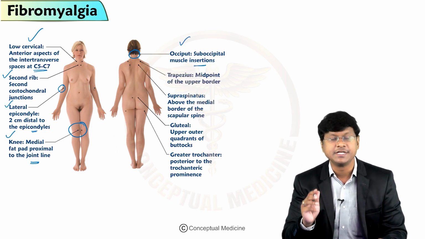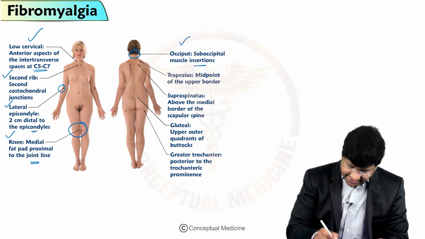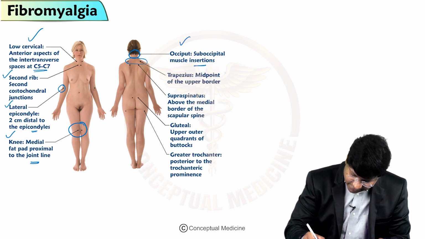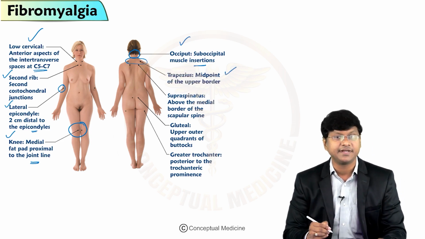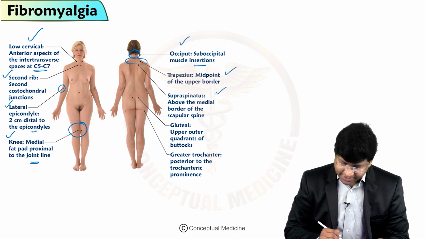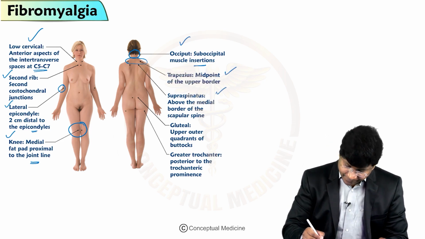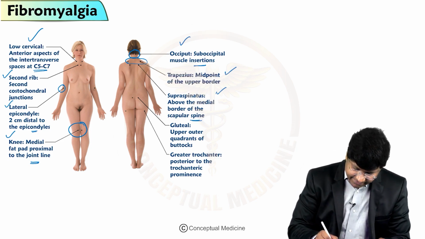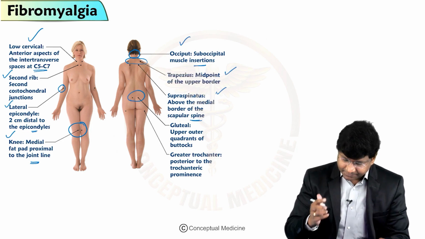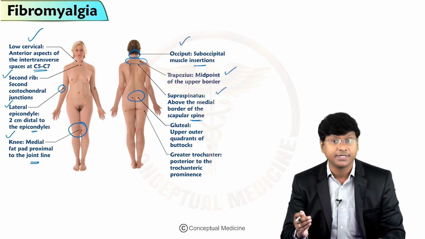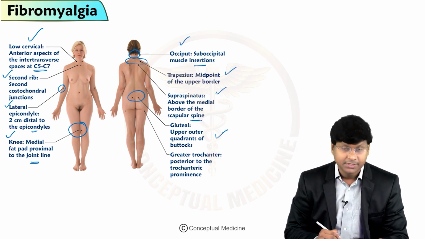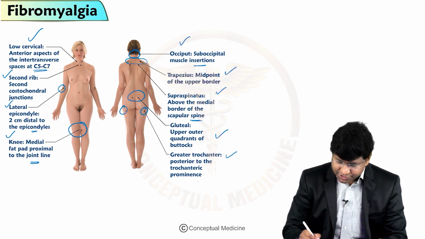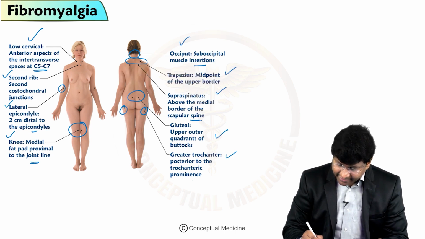Next, over the trapezius, that is the midpoint of the upper border. Another important tender point is over the supraspinatus area, above the medial border of the scapular spine. Next, another important tender point is over the gluteal region, that is the upper outer quadrant of the buttocks, and over the greater trochanter, posterior to the trochanteric prominence.